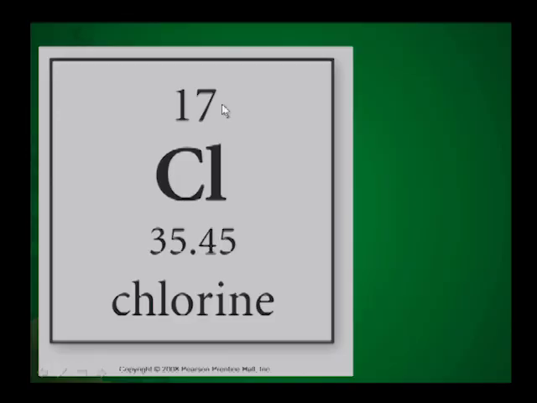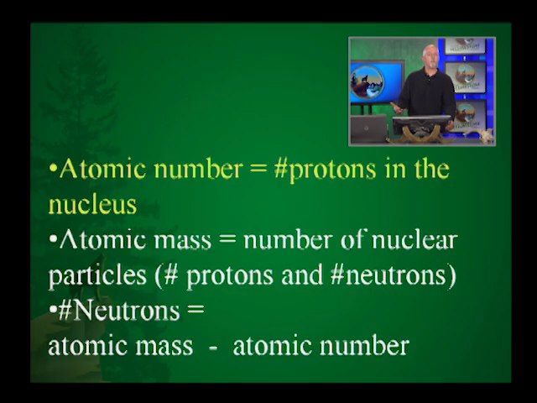Now, another thing to understand about these numbers is that, again, the atomic number is telling us the number of protons in the nucleus. That's what distinguishes one atom from another, the number of protons in the nucleus. And because the atomic masses of protons and neutrons are approximately 1 each, the atomic mass of the atom is also telling us the approximate number of particles in that atom.